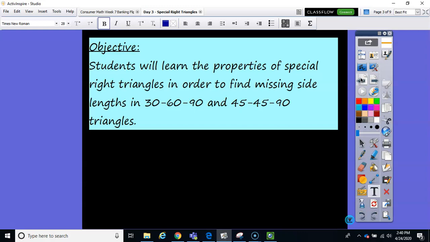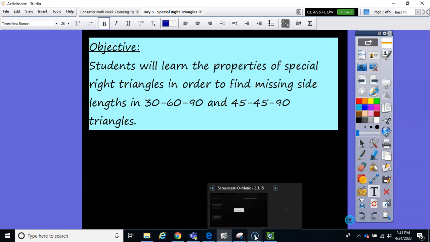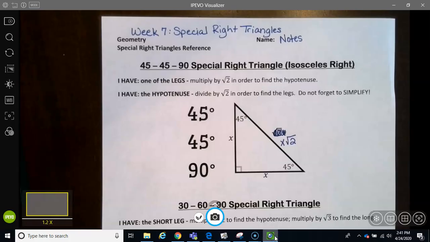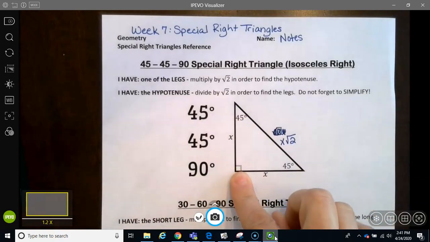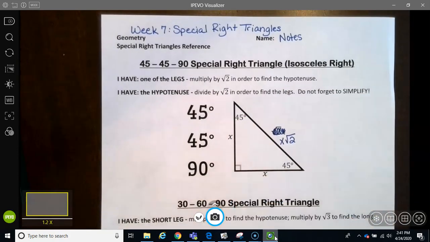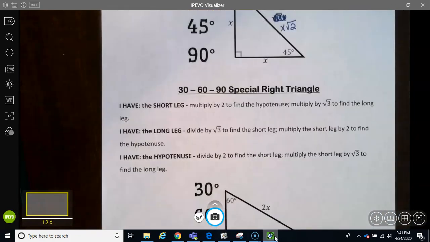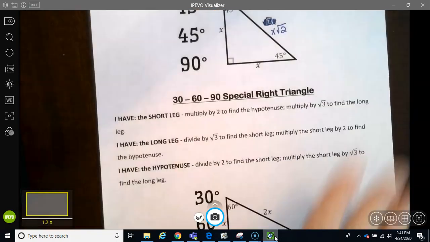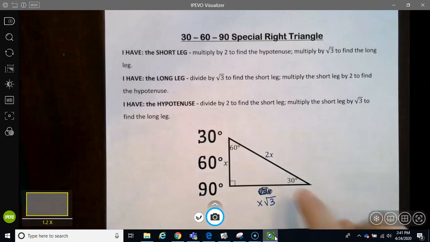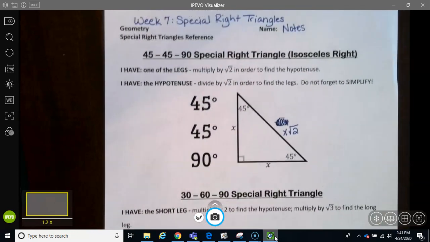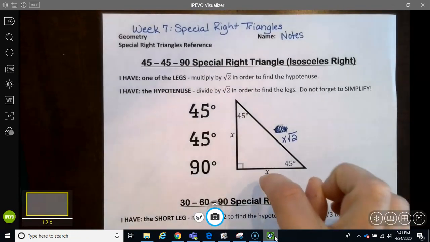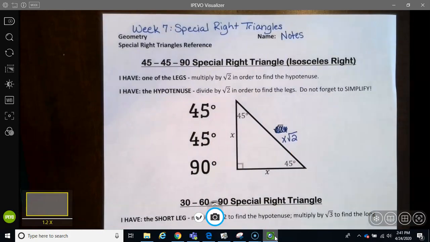So what I mean by 30, 60, 90 triangles and 45, 45, 90 triangles is their angles for the triangles. Here's an example of a 45, 45, 90 triangle where 2 angles are 45, and for it to be a special right triangle, one of them has to be a right angle, so it has to be 90 degrees. So that's what we call a 45, 45, 90. And then at the bottom of that page of notes is your 30, 60, 90. So one angle's 30, one angle's 60, and the other one's 90. What makes them special is that because of those angles, we have representations for what each side is.